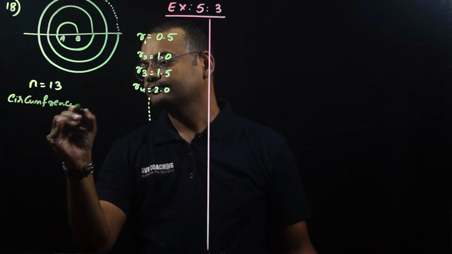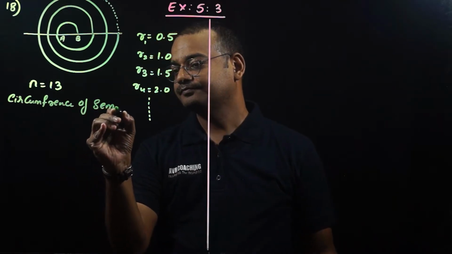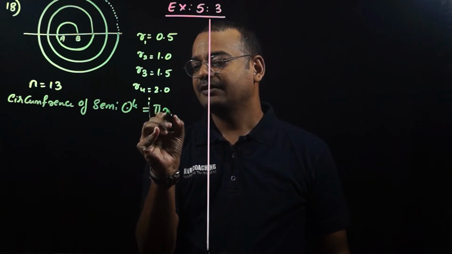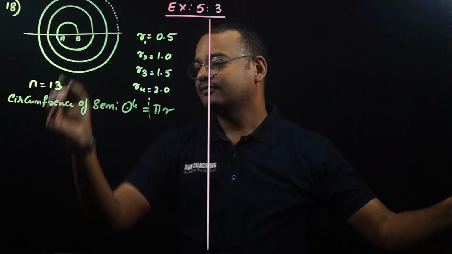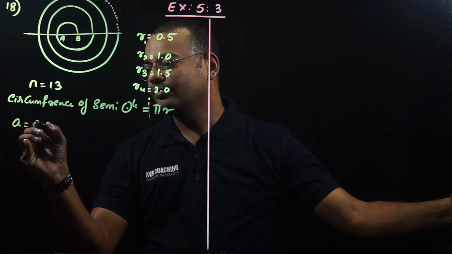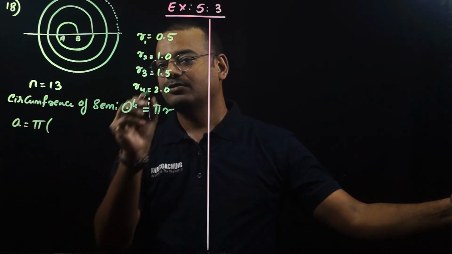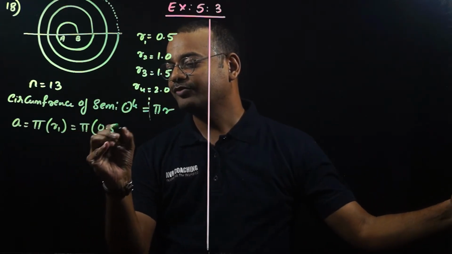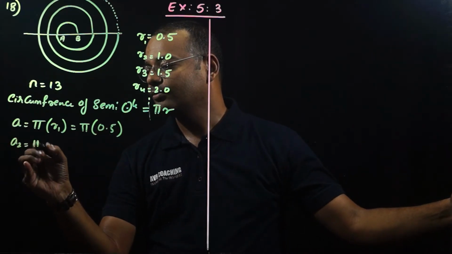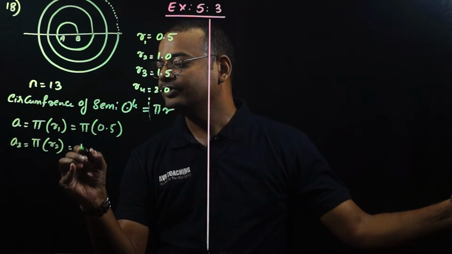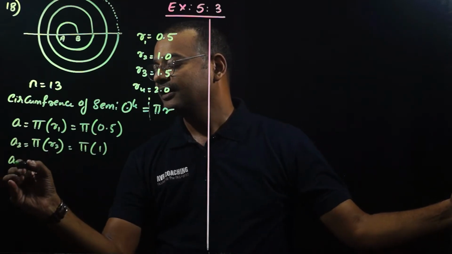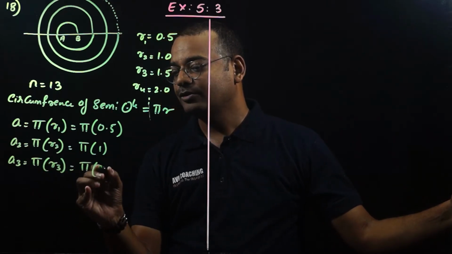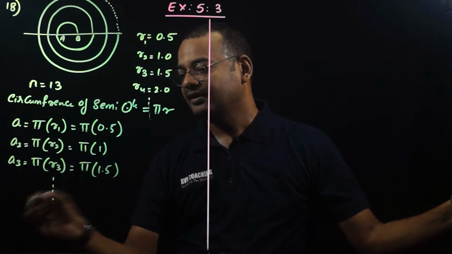Circumference of semicircle is equal to pi r. Now the circumference of the first semicircle, that is A1, equals pi into r1, which is equal to pi into 0.5. A2 equals pi into r2, which is equal to pi into 1. A3 equals pi into r3, which is equal to pi into 1.5, and so on till A13.